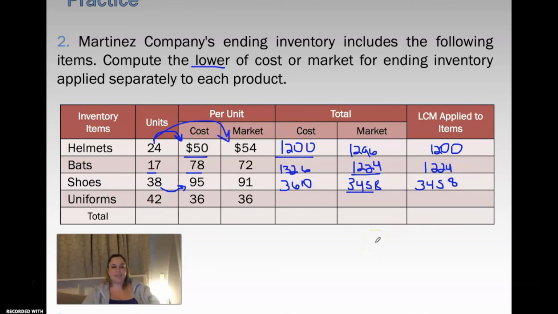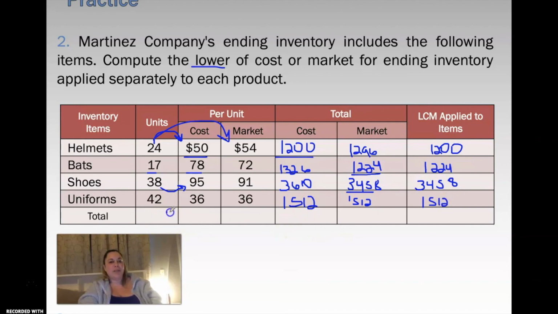Well, actually, it's the same cost and market for both, right? So what did you get? It should be 15.12 for each, right? It's the same. It means when we sell it, we're not making a profit, but we're not losing anything. We're selling it for the exact same amount that we paid for it. So neither one's lower. You just pick the same number because neither one's lower than the other.